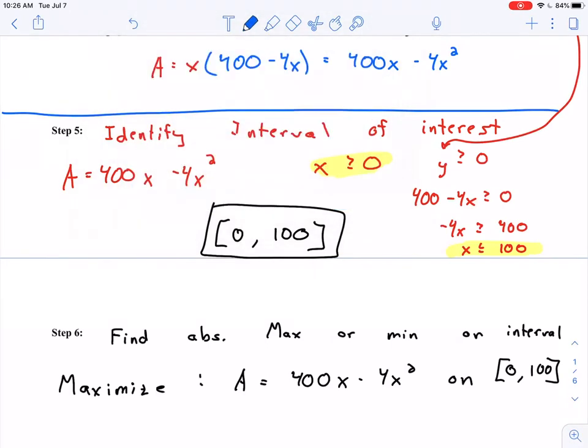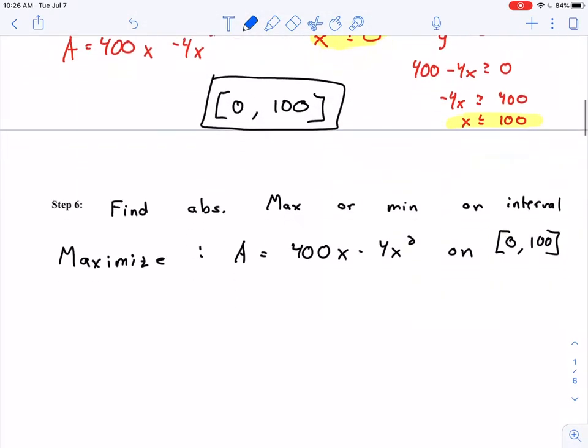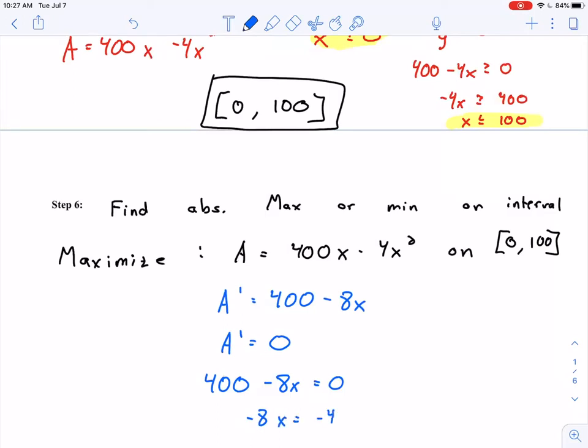So okay, we should be able to start by finding our critical points here, which means I want to go and find f prime. So f prime, the derivative, is 400 minus 8x. This is a polynomial. I really only need to worry about places where the derivative is equal to 0. So 400 minus 8x is equal to 0. We can solve this equation fairly quickly here. Negative 8x is equal to negative 400.